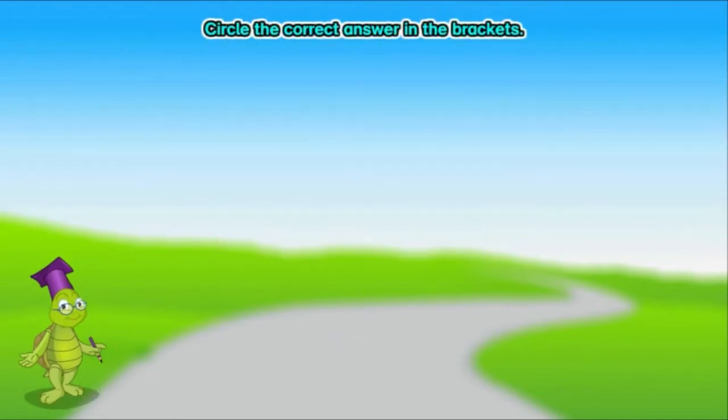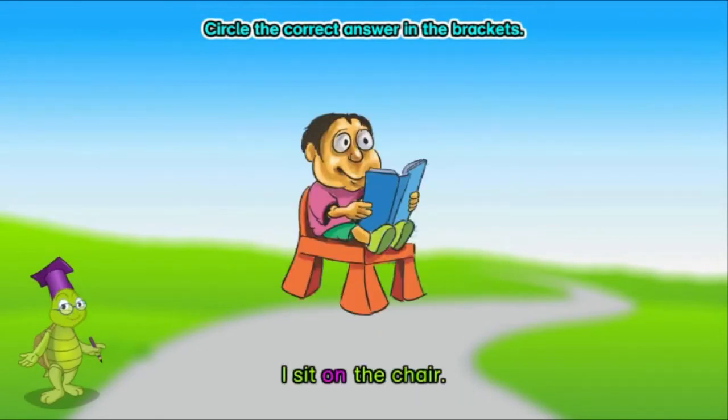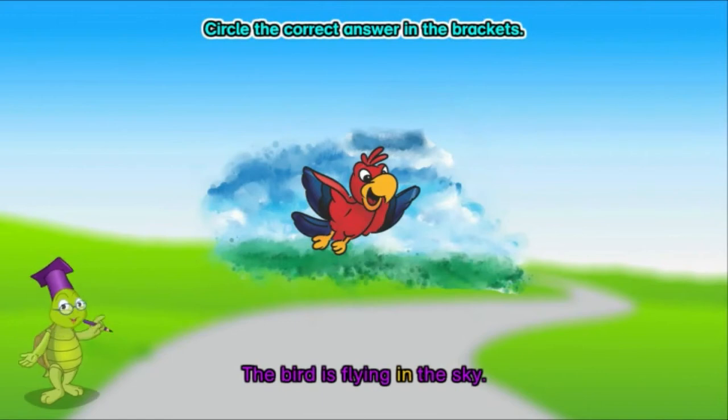Circle the correct answer in the brackets. Amir runs on the track. I sit on the chair. The bird is flying in the sky.